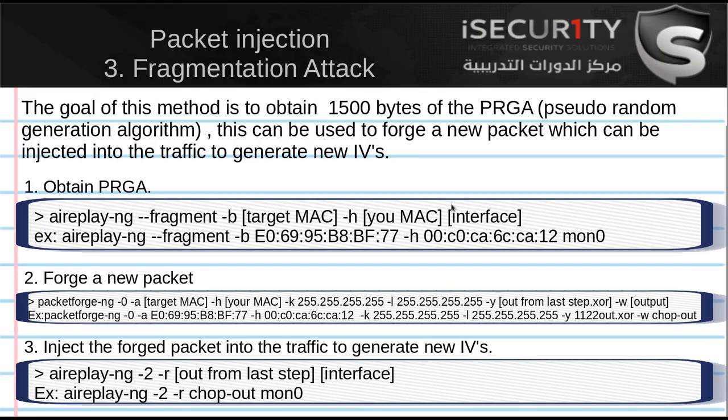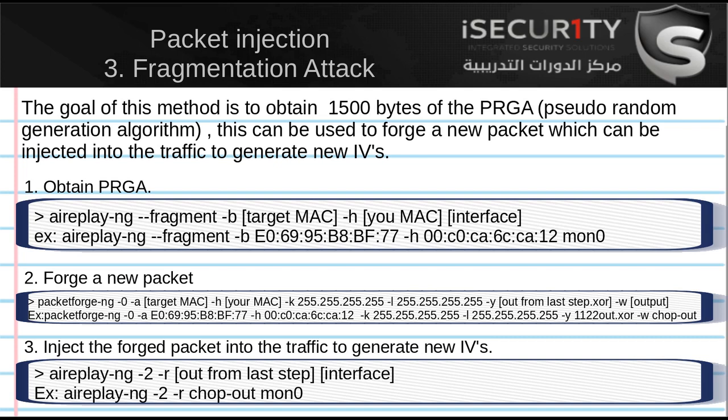The third injection method that we're going to talk about is the fragmentation attack. The fragmentation attack is very similar to the previous one, but in this attack we have to obtain 1,500 bytes of the PRGA, the pseudo random generation algorithm. Because we need to obtain the full 1,500 bytes, we need to be closer to the target network to successfully run this attack, but it's much quicker than the chopchop attack.